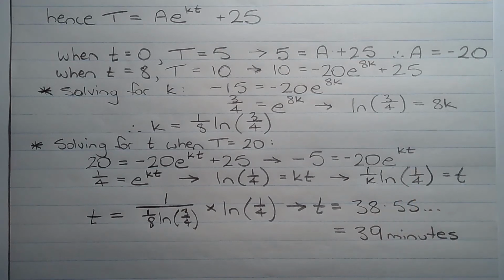And we can substitute in now the value for k. So t is equal to 8 over ln of 3/4 multiplied by ln of 1/4. And we get t is equal to 38.55 minutes. And rounding this value to the nearest whole number, we get 39 minutes.